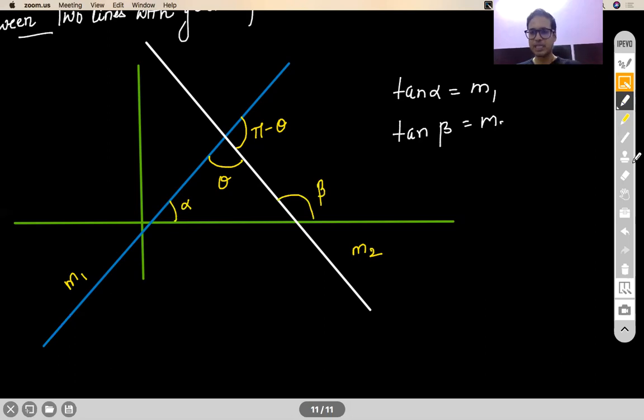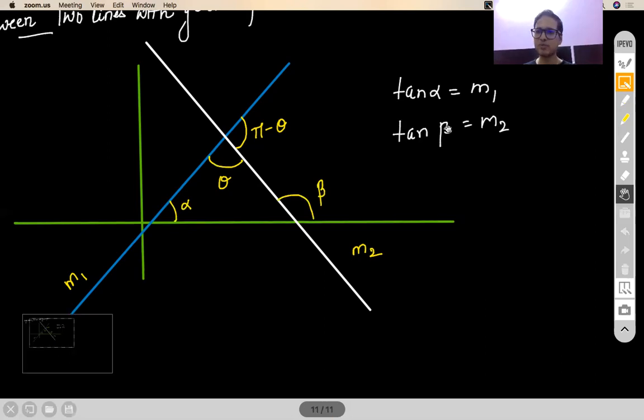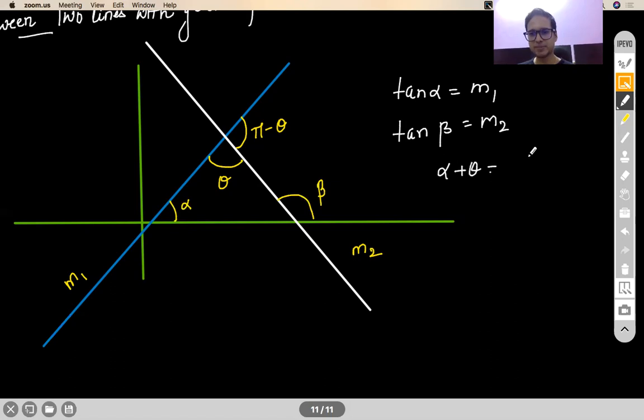Okay. Now how should I relate theta to M1 and M2? That question comes in our mind. We all know from our basic geometry that alpha plus theta is going to be beta. Remember, the sum of the two interior angles is equal to the opposite exterior angle. Correct? So from here I can say theta is equal to beta minus alpha. Okay, so far all good, no problem with that.